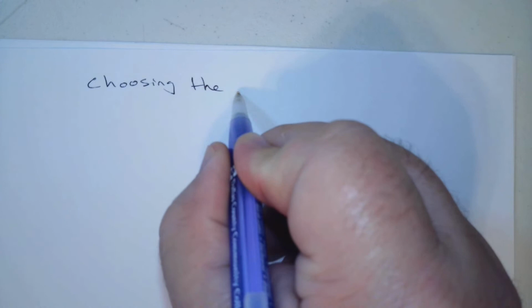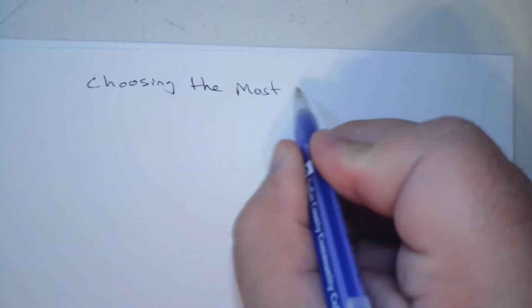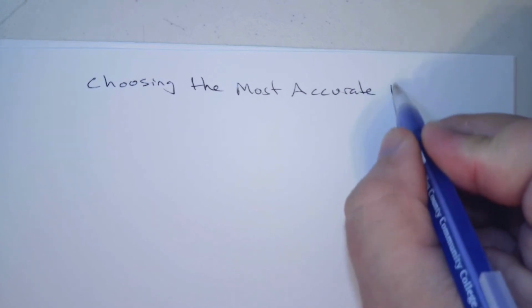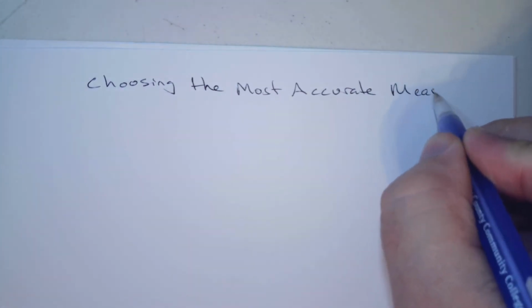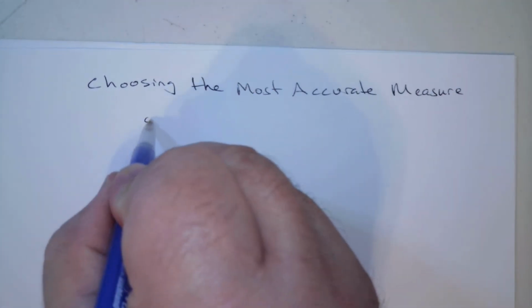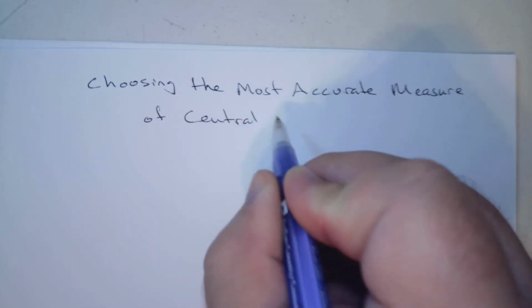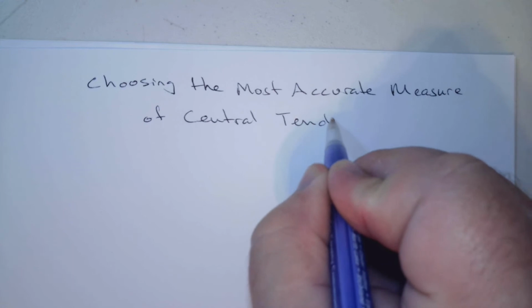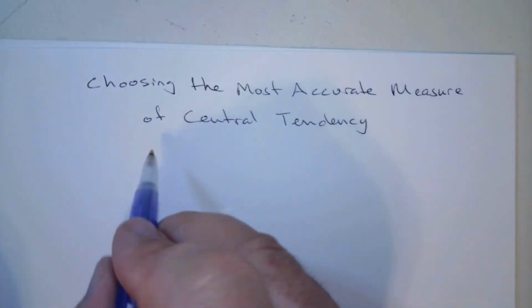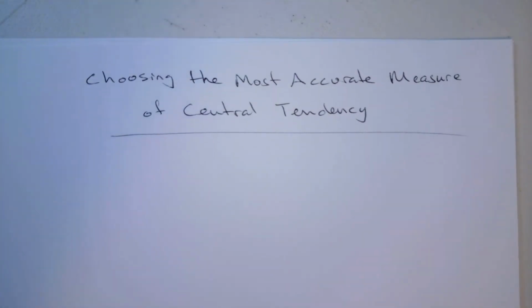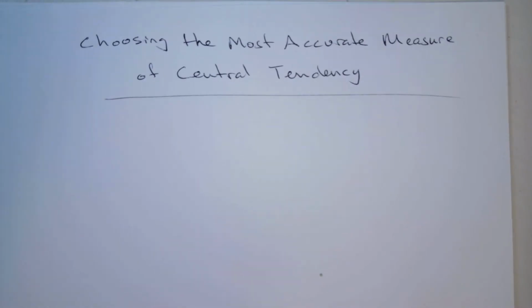Choosing the most accurate measure of central tendency. All right, now what does that mean? Why is that? Let's look at this example.